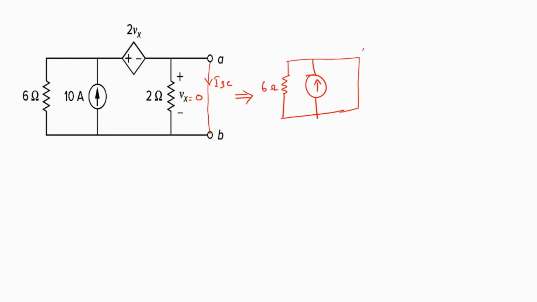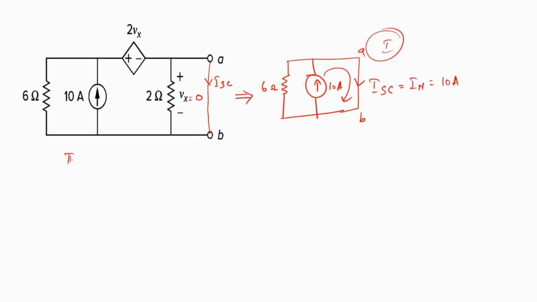Since there is a short circuit between the terminals A, B, across which the 10 amps source is connected as well as the 6 ohms resistor is connected, this 10 amps is going to take the least resistance path. It is not going to enter the 6 ohms at all. So, therefore, we see that ISC, or the short circuit current, which is nothing but the Norton's current, is the 10 amps coming out from this current source. So, this was our first step.